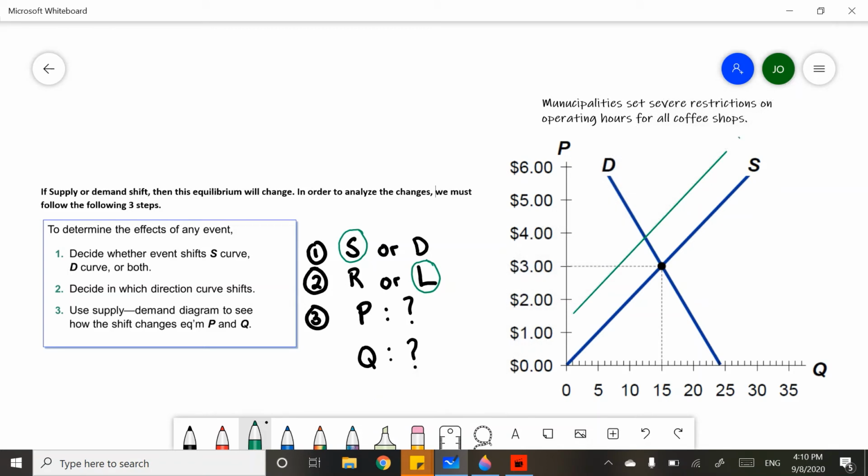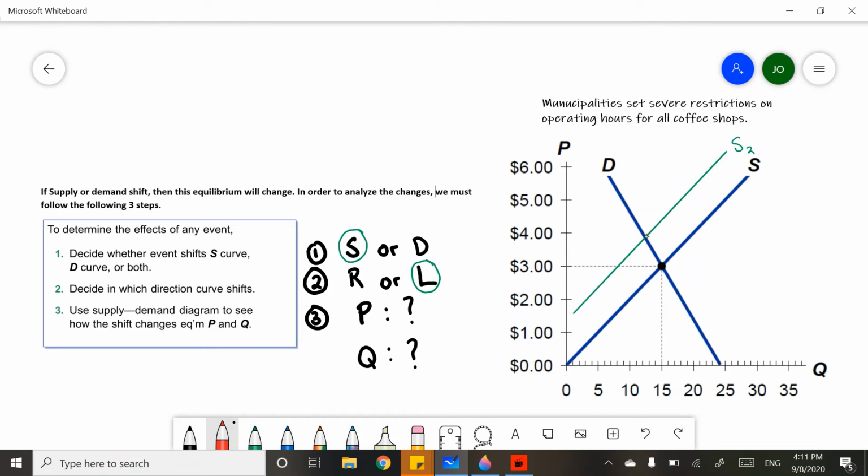This is now our supply 2. As long as you shift it to the left, you should now see what the new equilibrium is going to look like. We don't have to give specific numbers, even though this graph has its specific numbers. What we just have to do is tell if price is going to increase or decrease, and quantity is going to increase or decrease. So let's go ahead and label our new equilibrium.